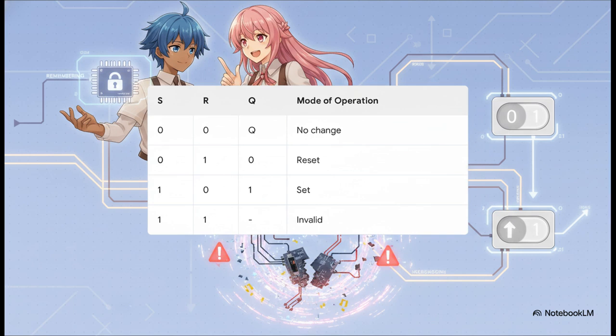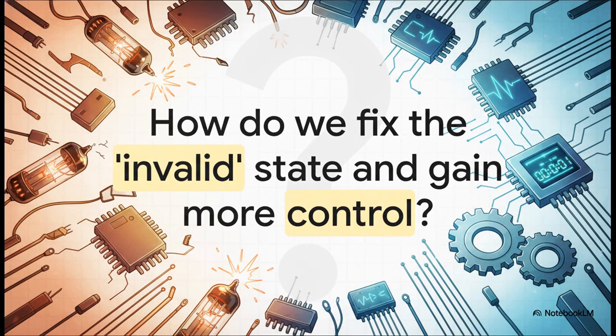What happens if you try to set and reset at the exact same time? The circuit basically freaks out. It enters an invalid, unpredictable state. And that's a major, major flaw. This was the exact problem that early computer engineers were banging their heads against. The latch was an amazing first step, but it was unreliable. It was a little bit wild. If you're going to build complex machines, you need perfect timing and total control.